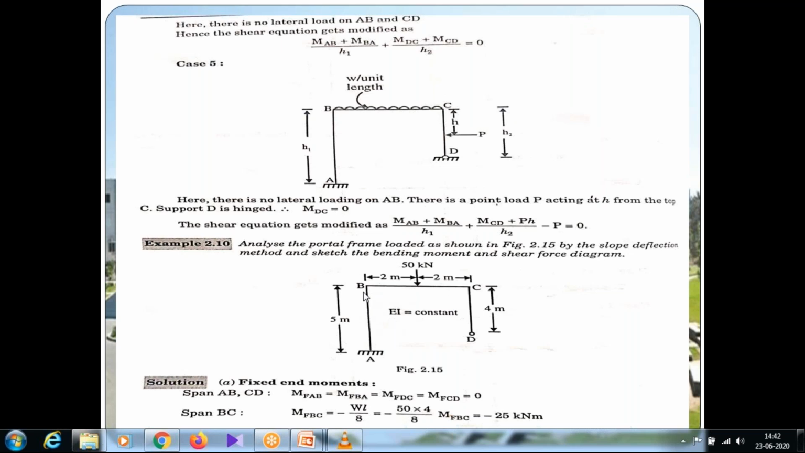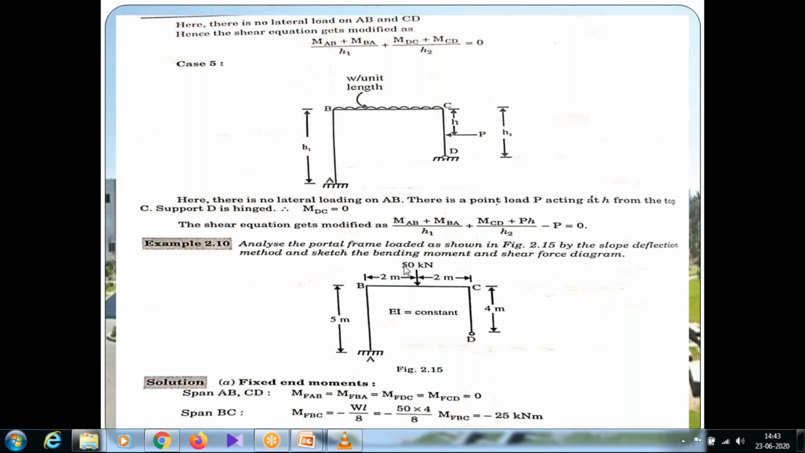The span length of AB is 5 meter and the span length of CD is 4 meter. So the length is differing, so it is an unsymmetrical frame, because of the different length of the columns, that is AB and CD. We are also having a load of 50 kilonewton at the center of the span BC only. In span AB and span CD, we don't have any loads. We are having loads only in the span BC, in the horizontal member only, and that load is acting at the center point.